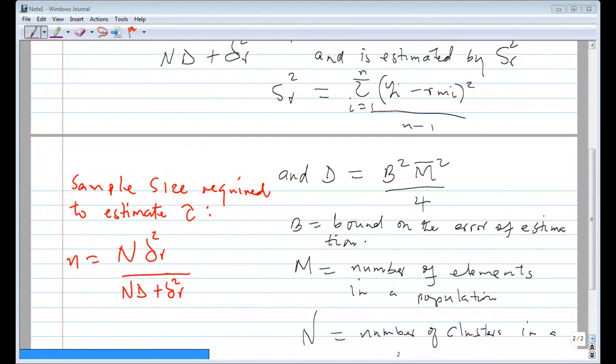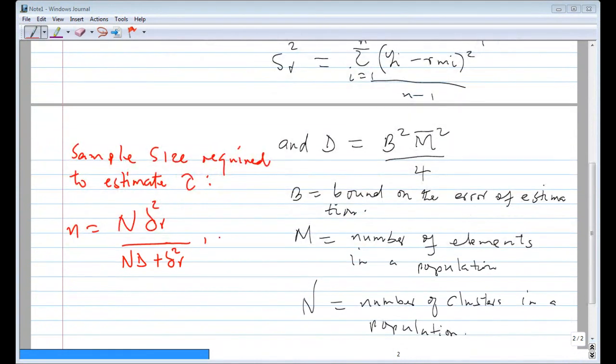However, our D will be equal to B squared over 4 times N squared. Okay, so where B is a bound on the error of estimation, and capital letter N is the number of clusters in the same population. Are we together? So far you know how to select the sample size required to estimate the mean and the total.